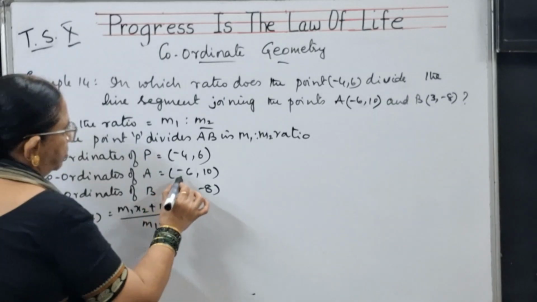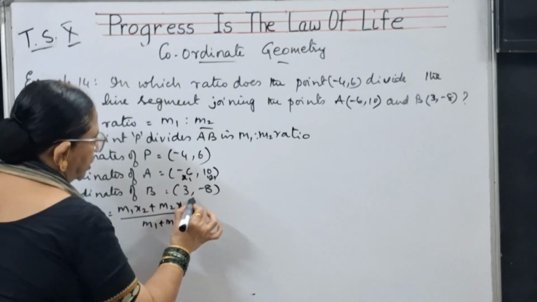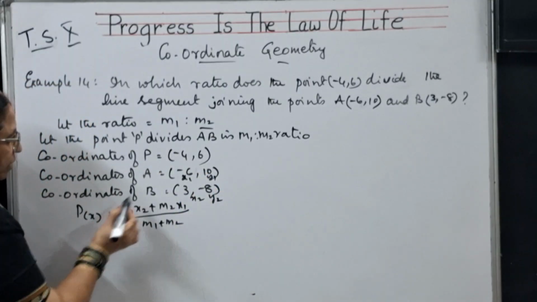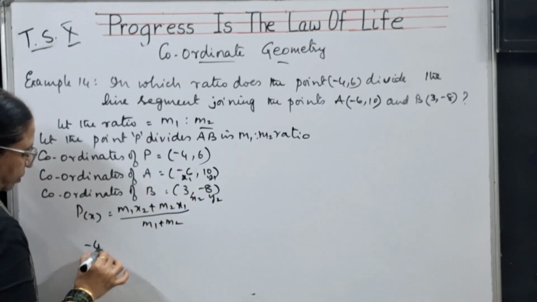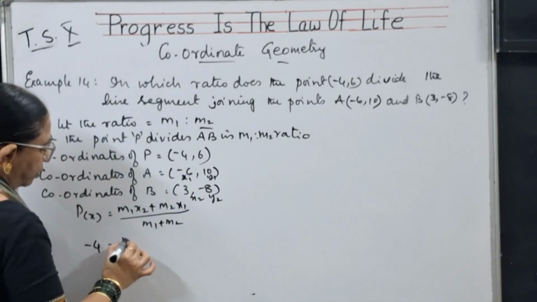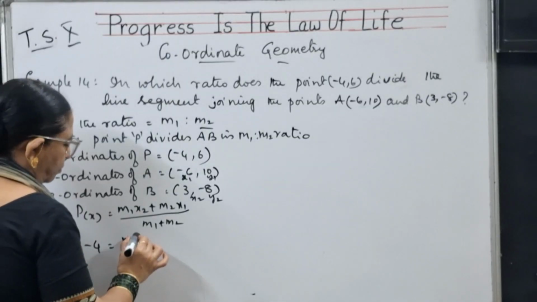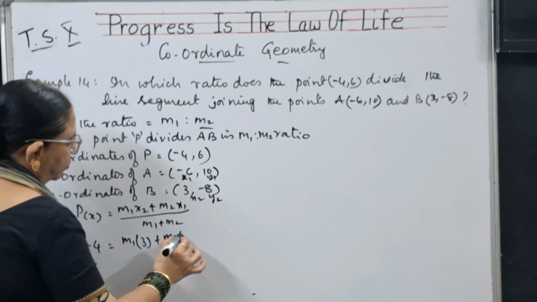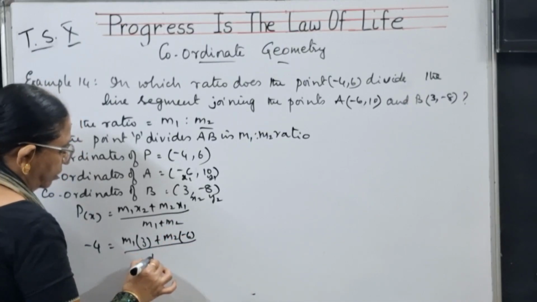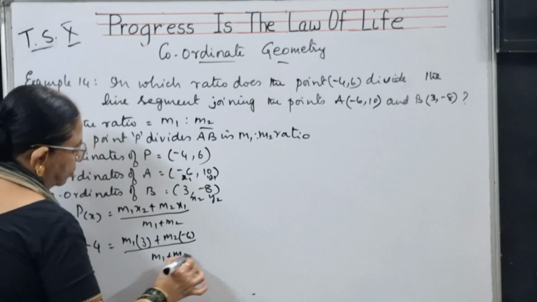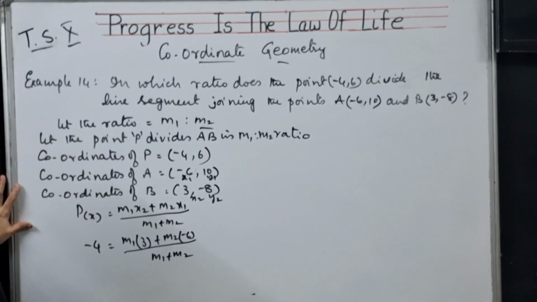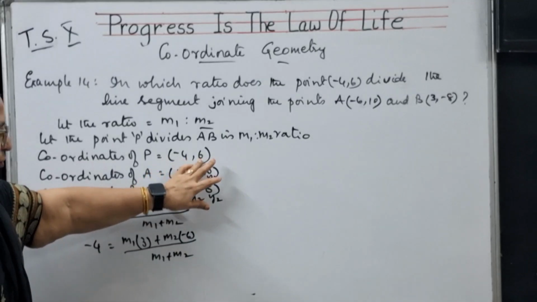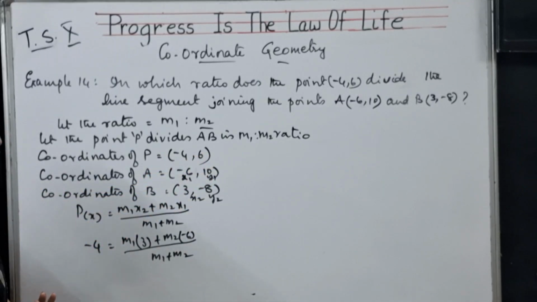So here, x1, y1 means I should consider this as x1, y1 and this is x2, y2. So P of x is already given, that is minus 4 is equal to m1, we don't know, we are writing it as m1 only, x2 is 3, plus m2 as it is, into x1 is minus 6, by m1 plus m2. I hope I am clear, children. They have given coordinates of P of x, P of y. We need to find out the ratio.